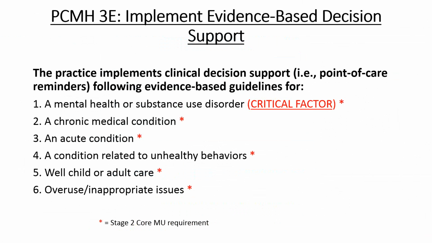Factor 2, a chronic medical condition. Factor 3, acute condition. 4, a condition related to unhealthy behaviors. Factor 5, well child or adult care. And factor 6, overuse, inappropriate issues. So your use of antibiotics, avoiding unnecessary testing, and again, seeing the alignment there with all of the factors and meaningful use requirements.